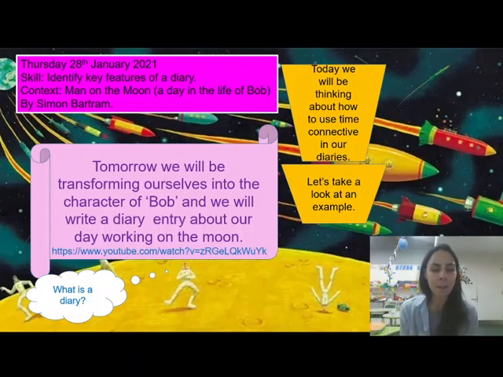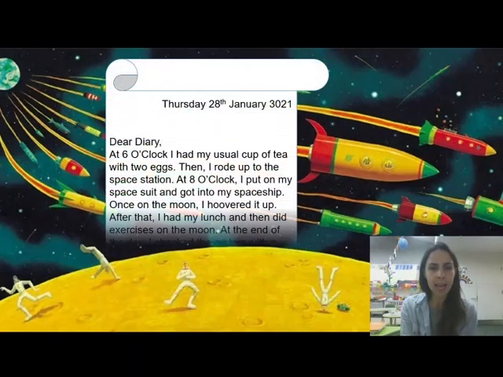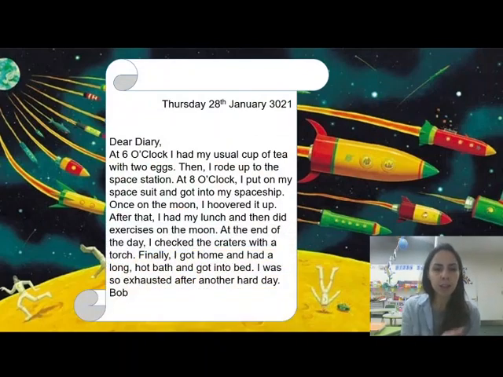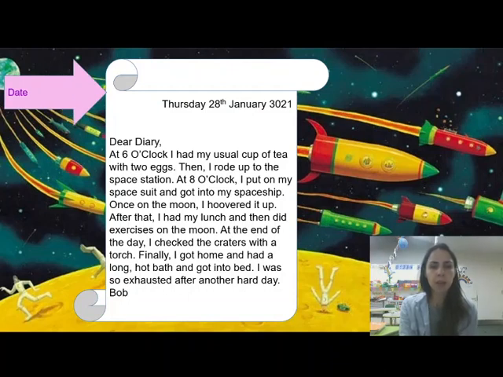A diary, remember, is what a person writes to keep a log of their day or to write about how they feel on a certain day. So this is the diary which I've written. You can see it next to me, and we'll look at some key features together and then we'll read it out. So the top of your diary will have the date.